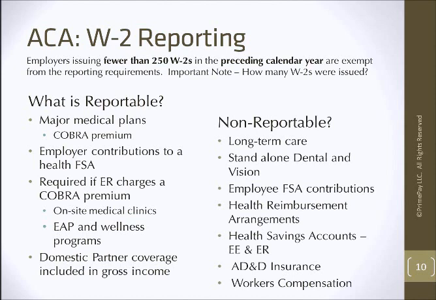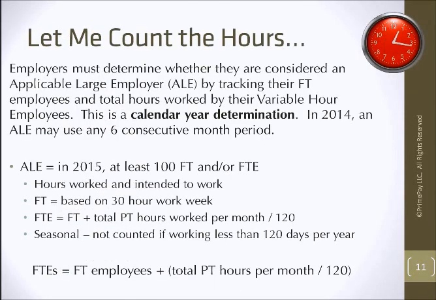What's not reportable? We covered it's everything else, right? So not reportable: long-term care, standalone dental and vision, employee FSA contributions, although if it's run under a cafeteria plan, it would be reflected in box number 1, okay? So it kind of would be reported to some degree. Health savings accounts, clearly that information is reportable on the W-2, but just not part of the ACA W-2 reporting requirements. AD&D, and then workers' compensation would also be included.